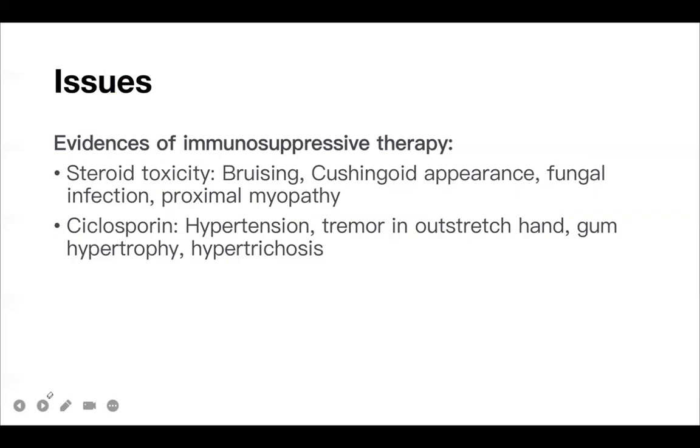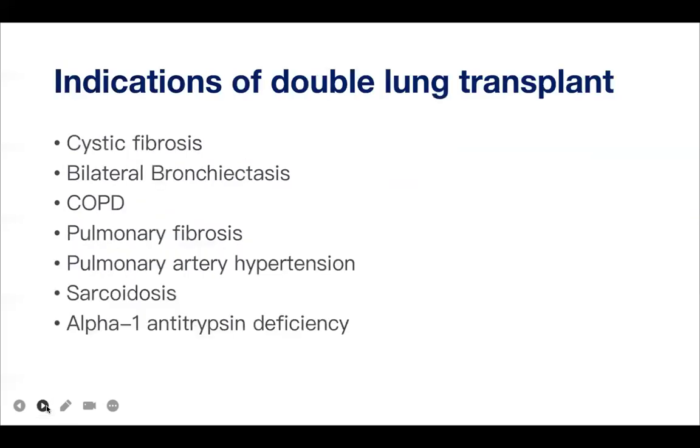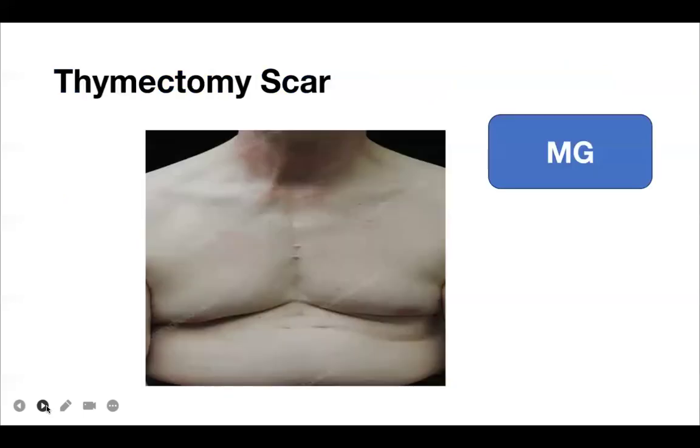Okay, so whenever getting a lung transplant, though it is quite rare in PACES, we should check for evidence of immunosuppressive therapy. The double lung transplant is done in cystic fibrosis, bilateral extensive bronchiectasis, sometimes COPD, alpha-1 antitrypsin deficiency, sarcoidosis, or even pulmonary arterial hypertension. Okay, so we should remember.